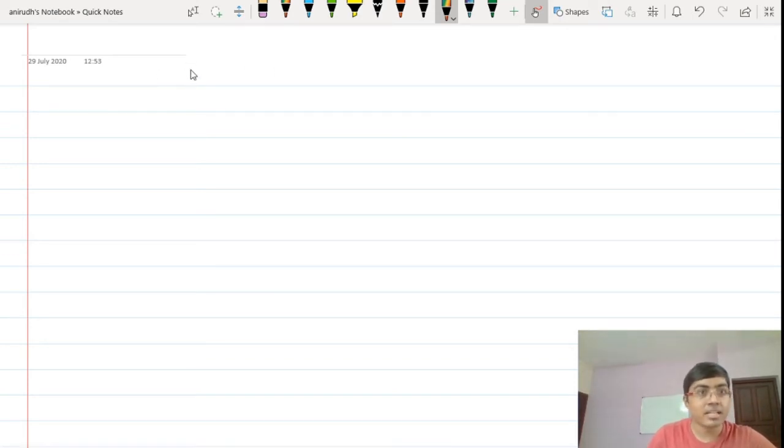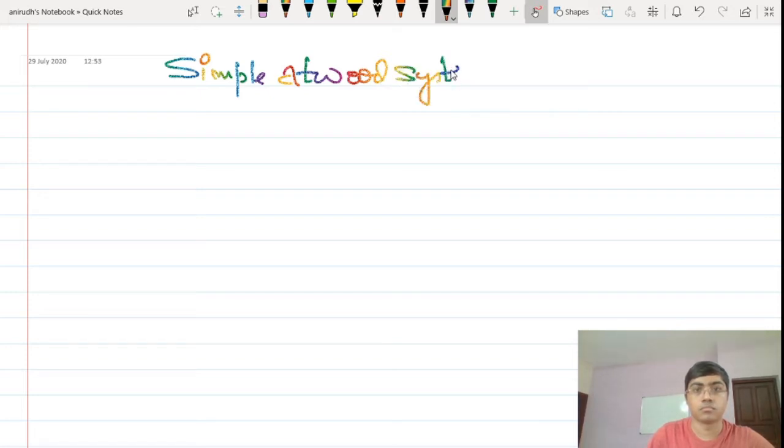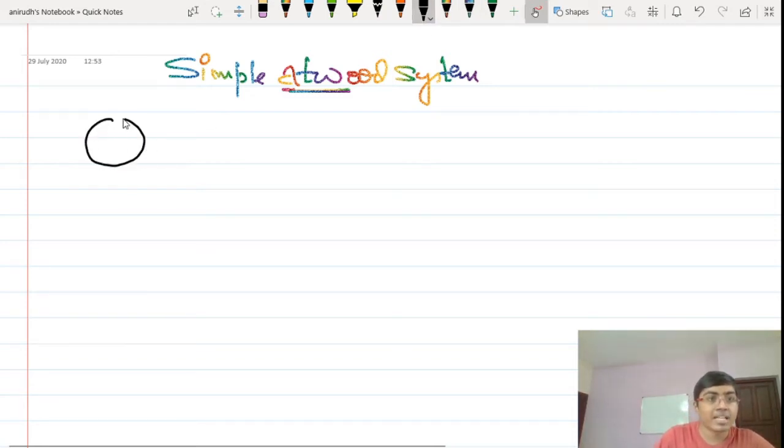Okay, so I will be starting this discussion with something called the simple attribute system. Let us try to understand this very simple concept. So I have a pulley like this. Okay, so this is the pulley that I have.